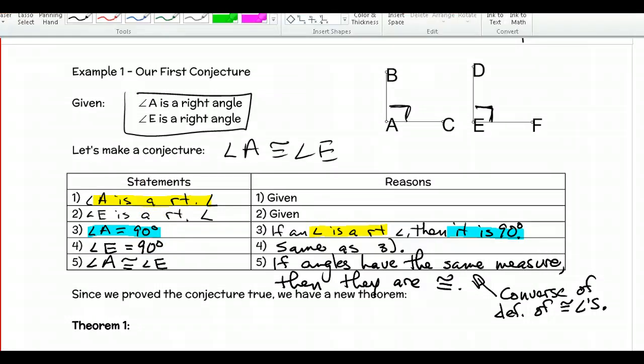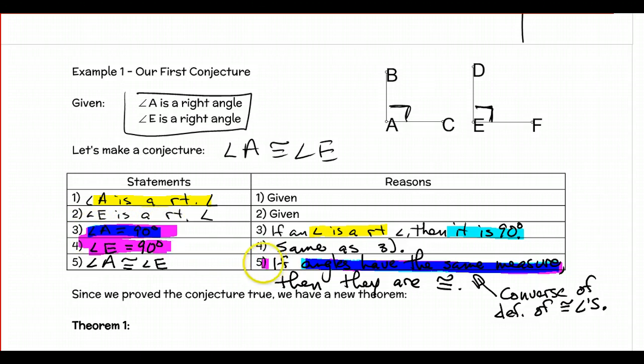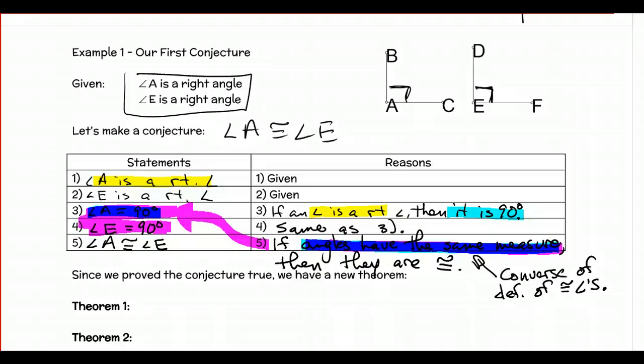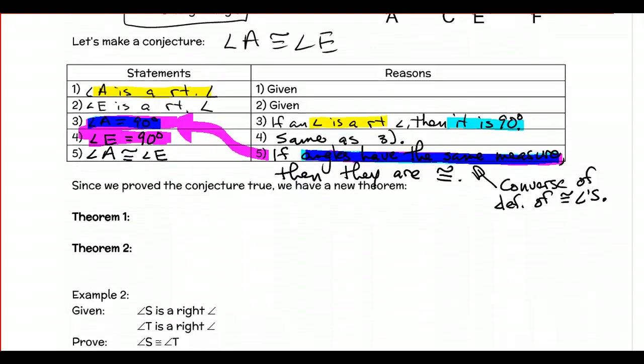And then over here, I've got angles have the same measure. Okay, that refers back to these two statements. Then they are congruent. Here I have angles congruent. All right, so keep that in mind as you're going through that the hypothesis has to match with something previously in the statements column, and the conclusion matches with the statement of the same number.